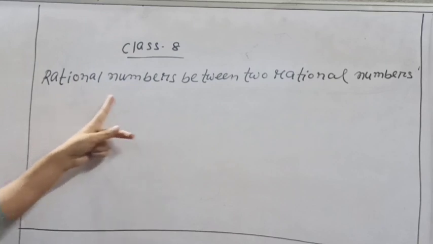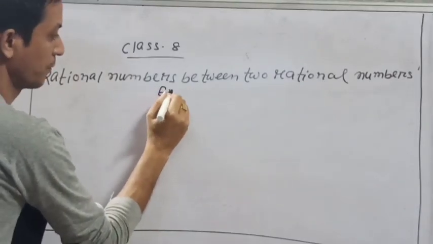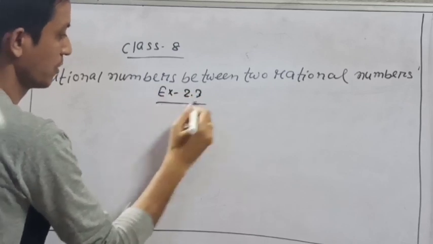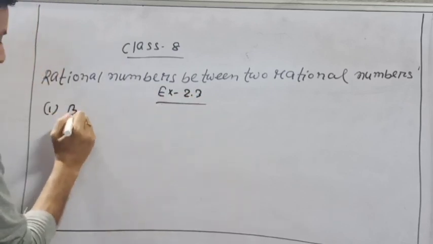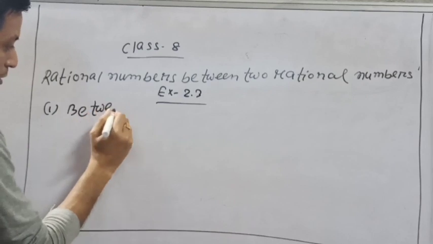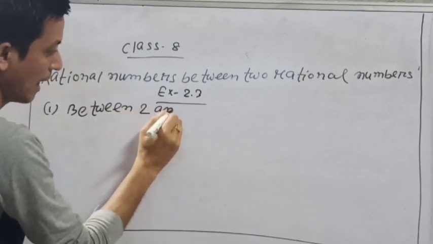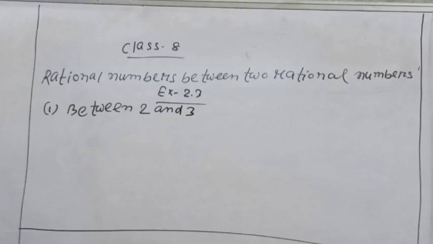Class 8, rational numbers between two rational numbers. Exercise 2.3. So first one, between 2 and 3.